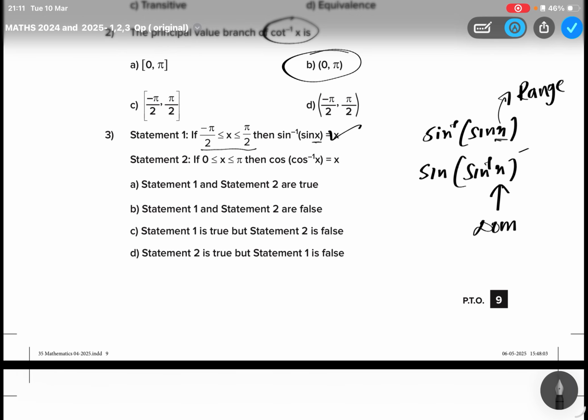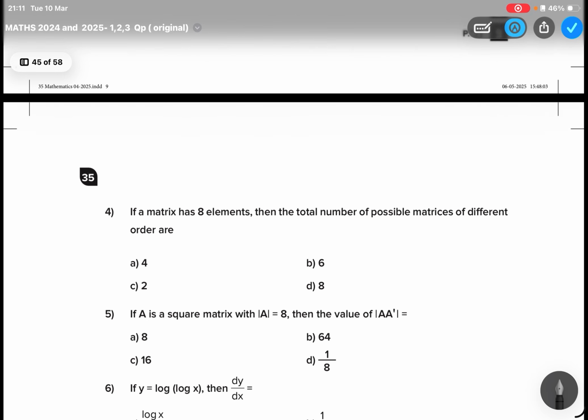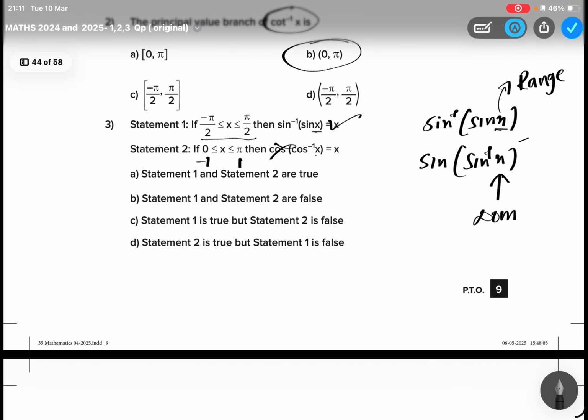If 0 to pi, then cos of cos inverse x, it should be minus 1 to 1. So this is not correct. So statement 1 is correct, statement 2 is false. I hope you clear. Statement 1 is true, but statement 2 is false. Option C.